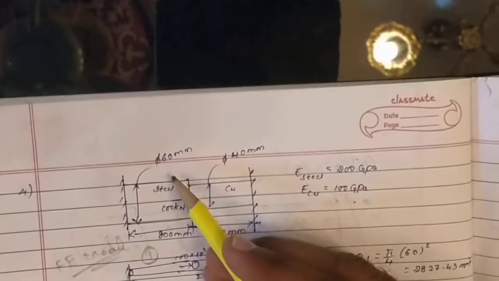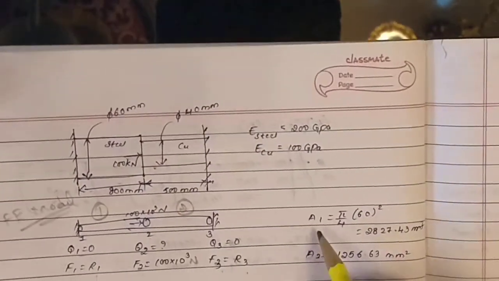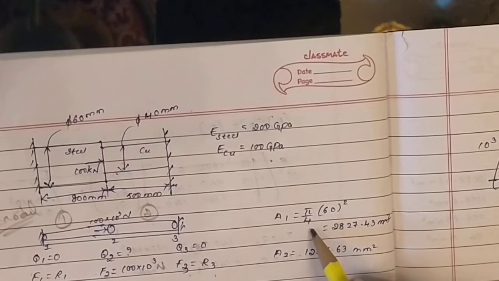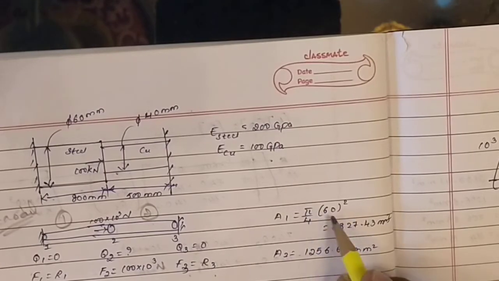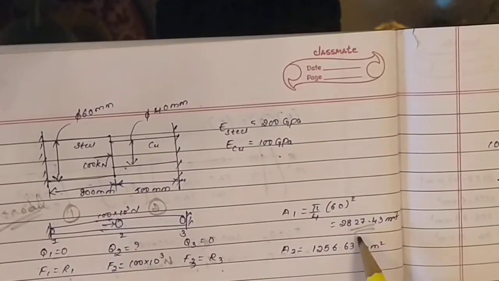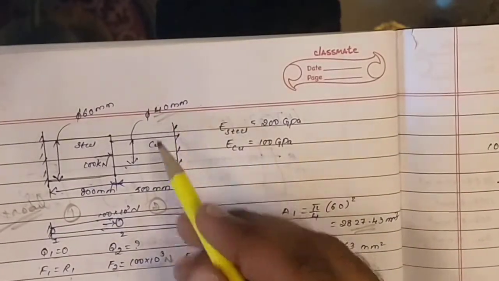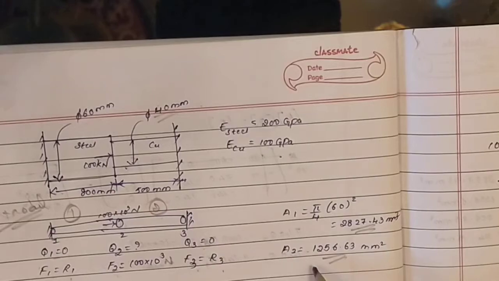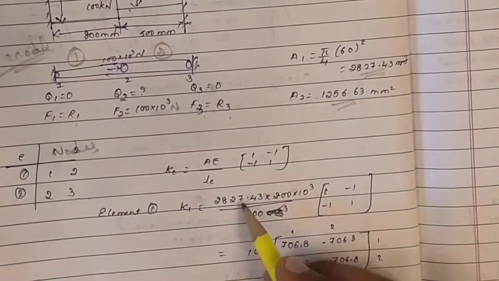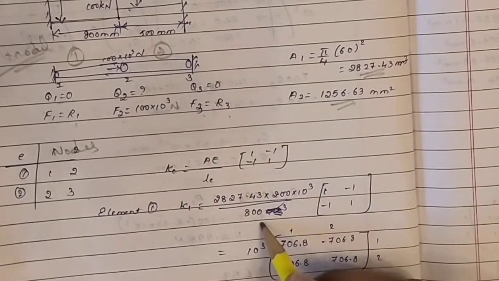Here area is not given, diameter is given, so you have to find out the area. A1 is equal to pi d square by 4, pi into d1 square, that is 60 square, you get area A1. Similarly, if you do A2 with d2 square, you get A2. Okay, so for element 1, K1 is equal to A1 E1 by L1.